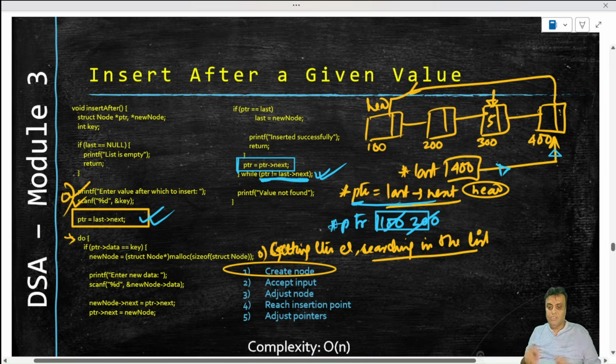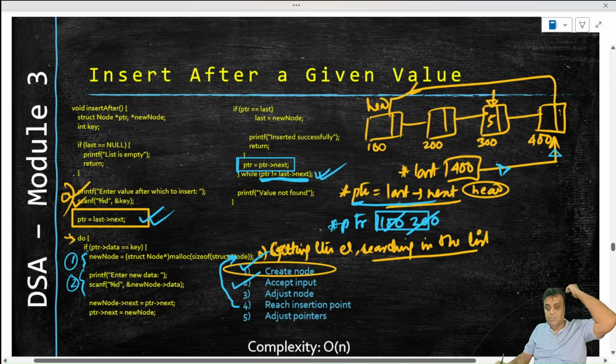Now, once we have done this, then we are going to accept the node. We are going to accept the input, create the node and accept the input. So we have done this. Creation of the node is through this line, which is our point 1. Then we are accepting the input, which is here. Then we are saying that the adjustments, right? So what we are going to do is, we have already reached the insertion point. So this step will come at the beginning because we are doing a do loop now. So this step comes at the beginning where we are reaching the insertion point.